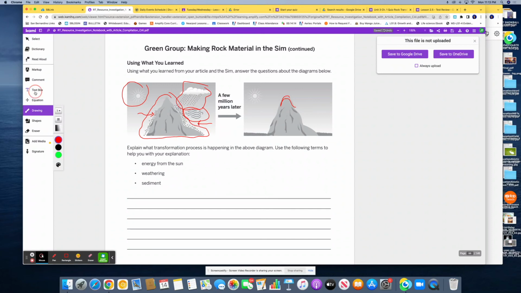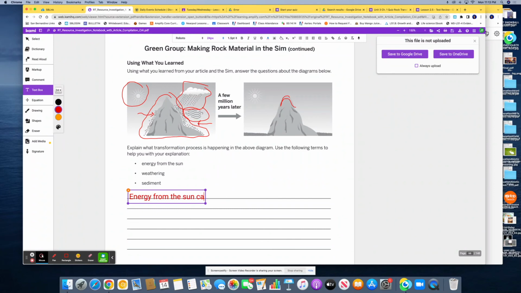All right, so we have energy from the sun causing rain and wind, which is weathering the rock and making sediment.